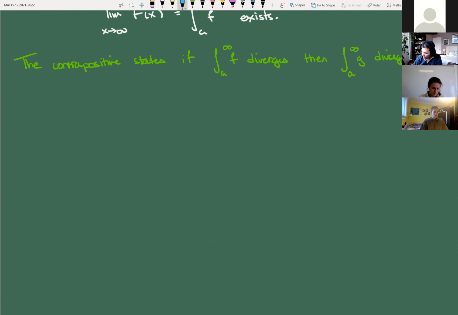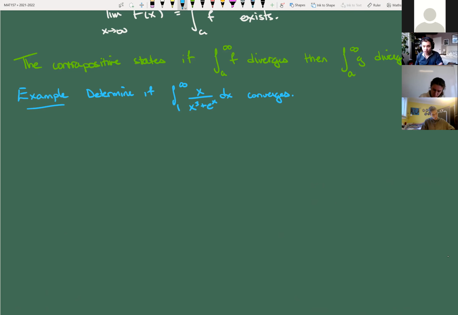All right, let's do some examples. So let's say, determine if it converges. Okay. So let's determine if this thing converges.